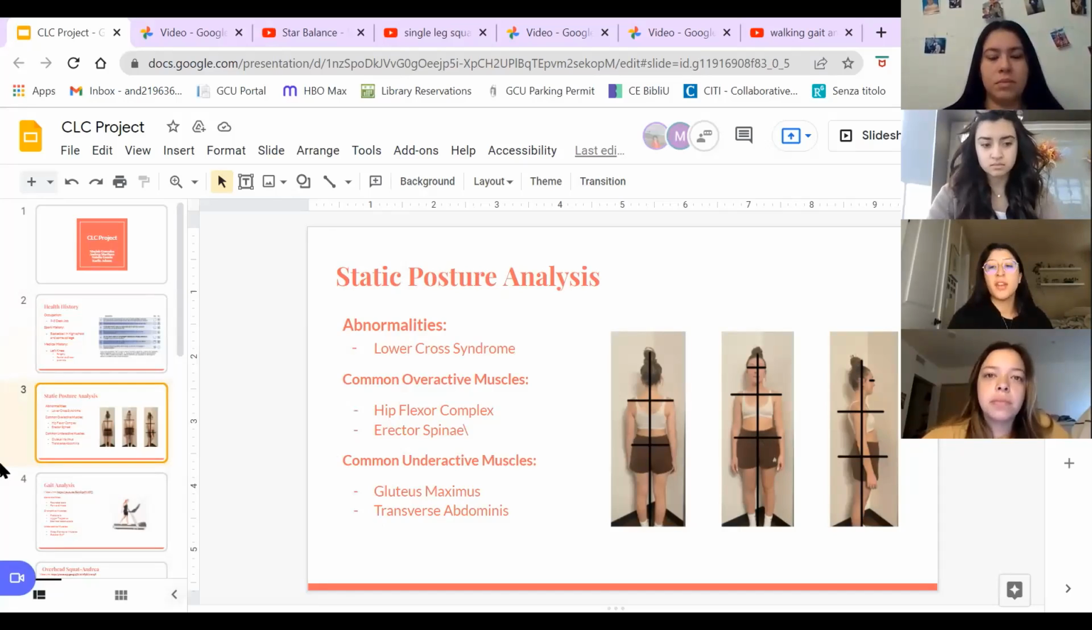If it were a normal posture, she would be right in line with the lines that are drawn on the picture. Her shoulders also came in a little bit. So she would have her shoulders back and be upright and straight, and her hips would not be rotated forward.